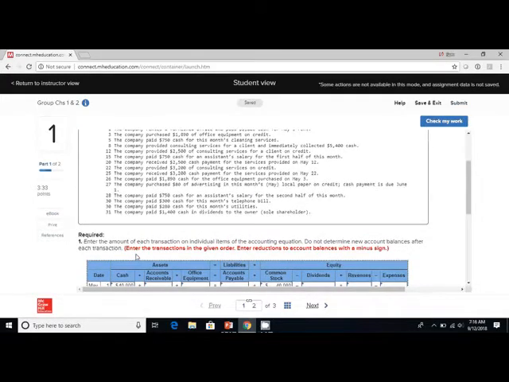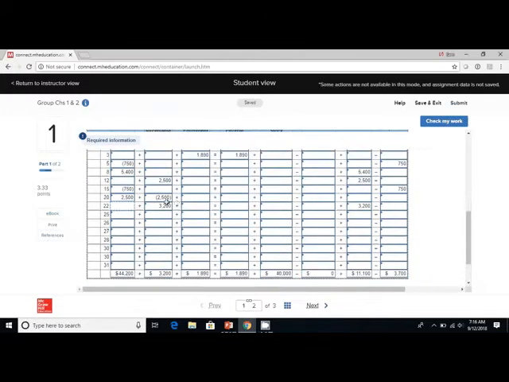And then if I go to the 25th, it says the company received the $3,200 cash payment for the previous transaction. So I received this money. Now I'm getting the $3,200, and they no longer owe me $3,200.